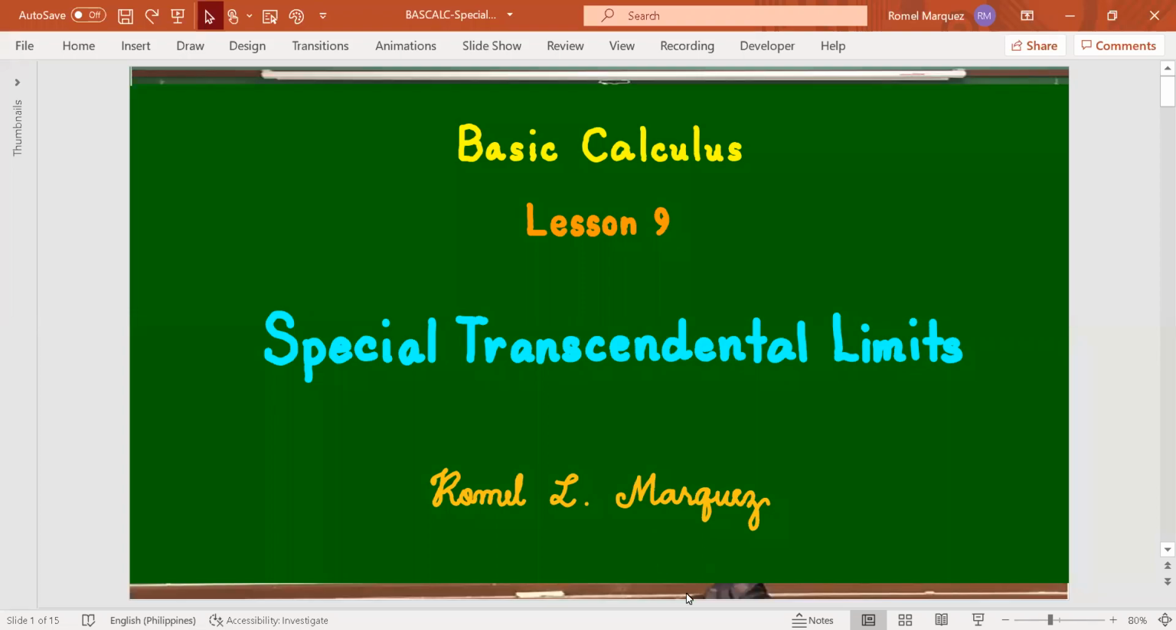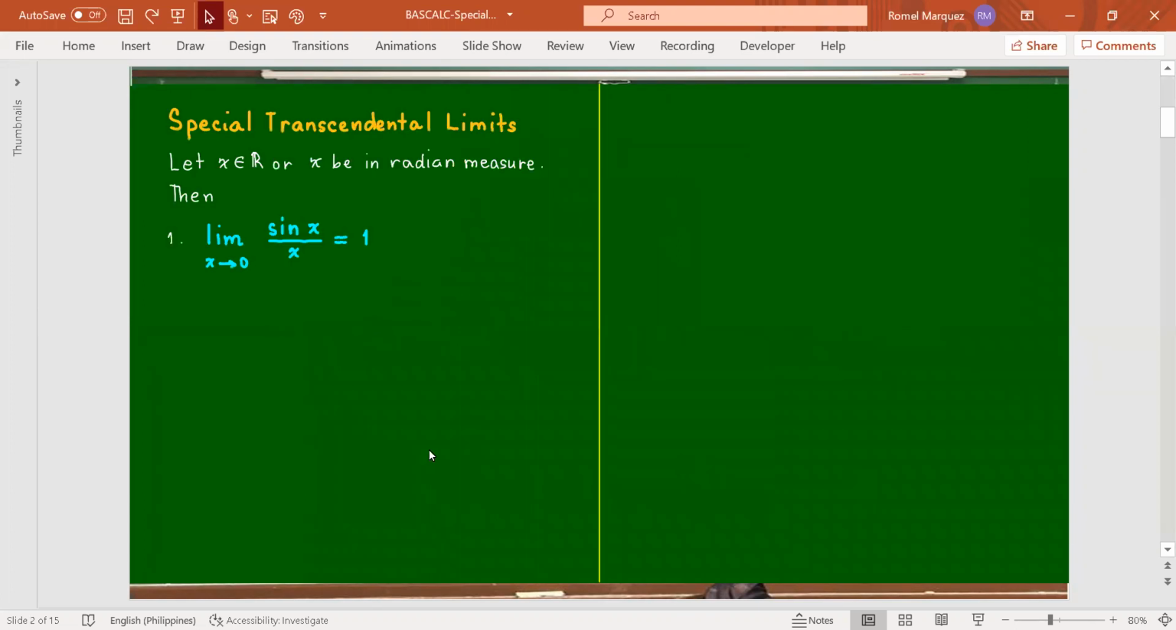So this time we're going to have special transcendental limits. So this is what we're going to discuss. Here are some transcendental limits. Let x be a real number, or x be in radian measure.